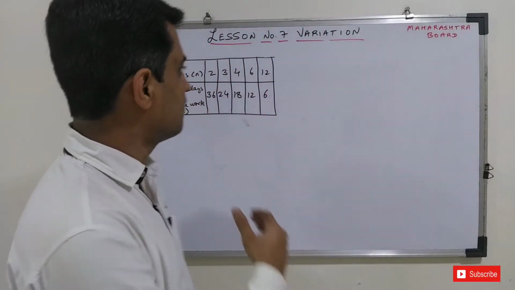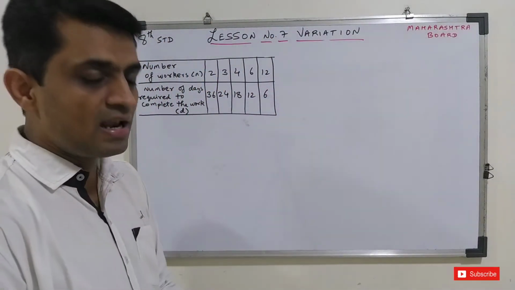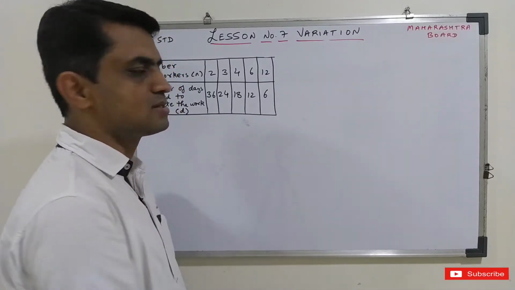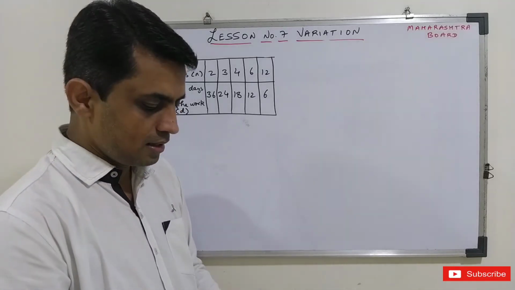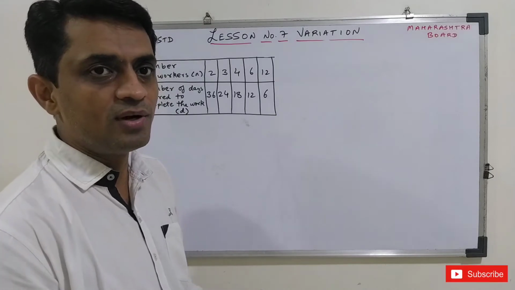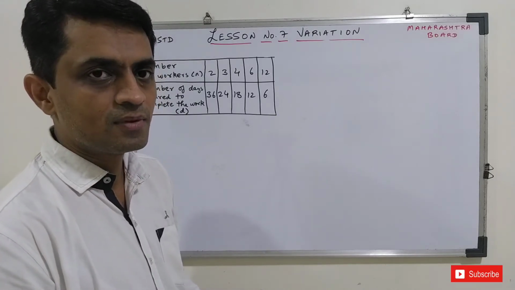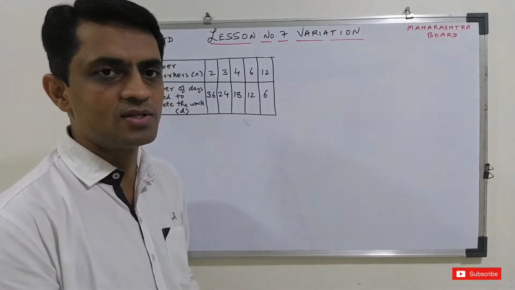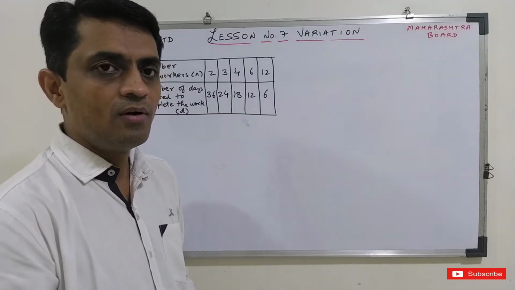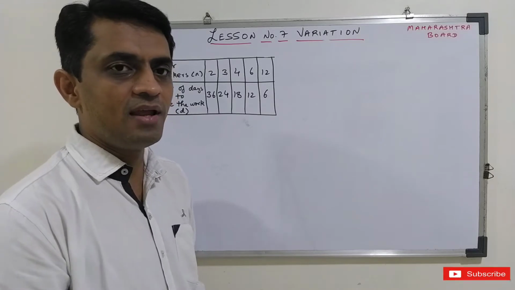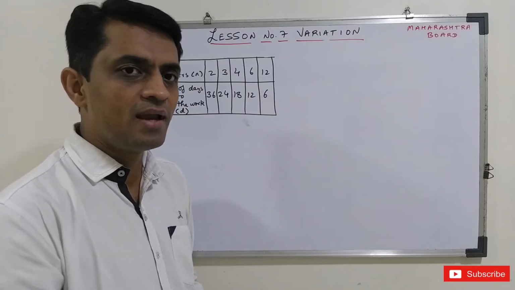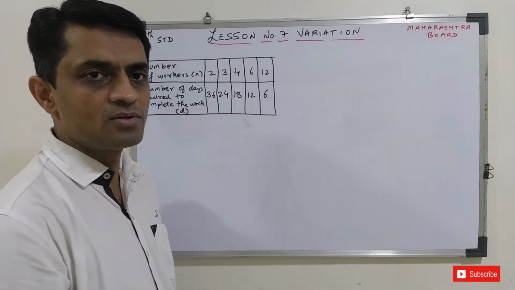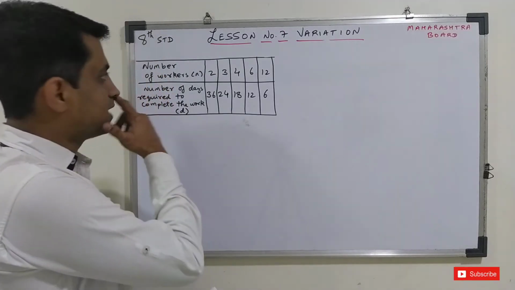Before starting with this practice set, I would like to introduce you to some important parts of it. We are going to deal with inverse variation. There is a lot of difference between direct variation and inverse variation. In direct variation, the ratio remains constant. In inverse variation, the product remains constant. Now how? Let us see this example.